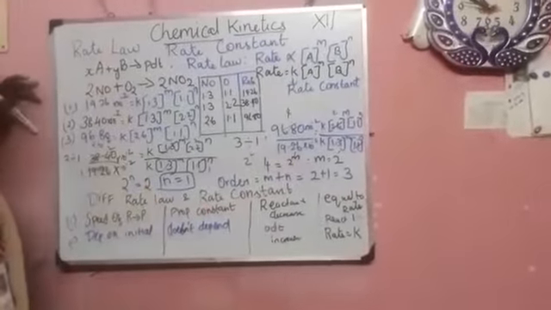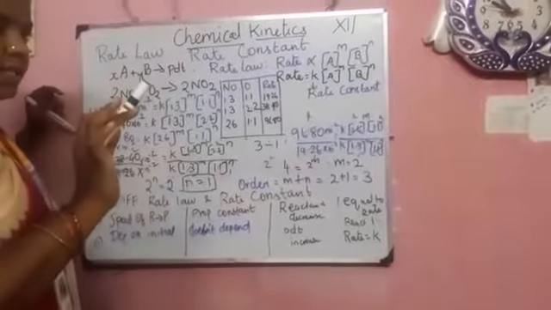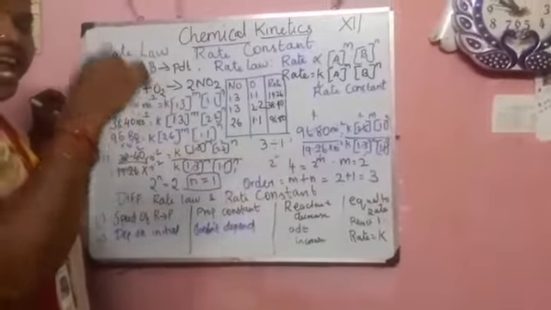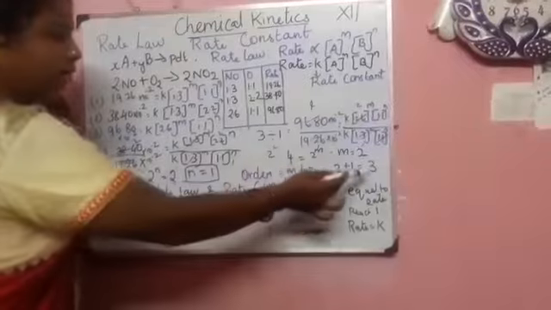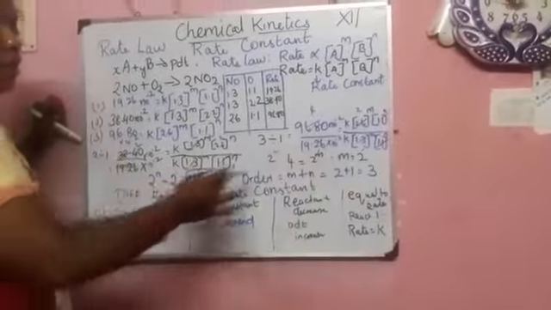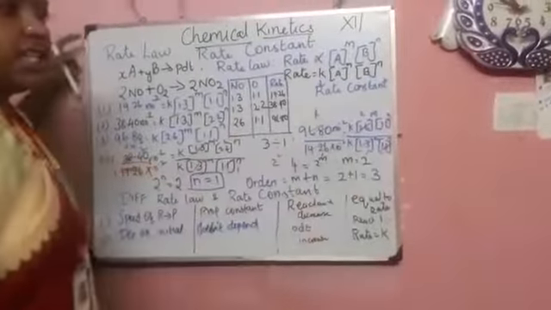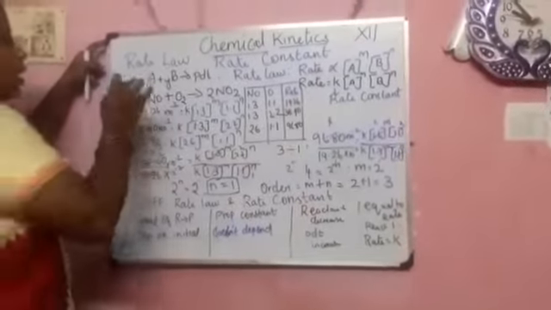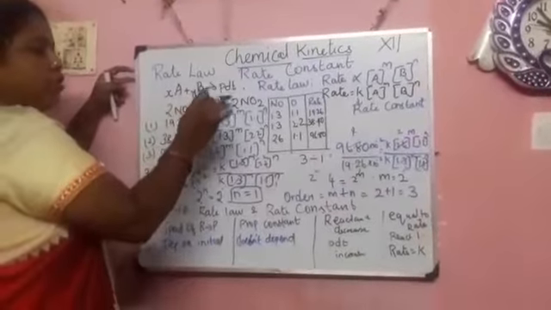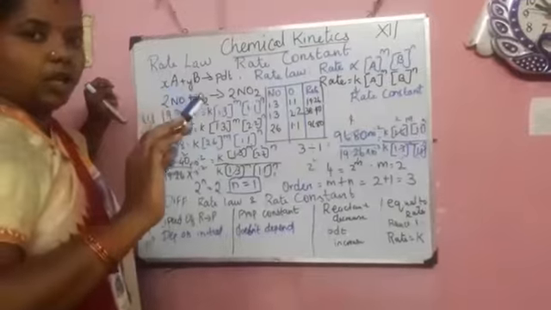So finally we have to find the order. The order is the sum of the powers of the concentrations of A and B, M plus N. Here the M value is 2 and the N value is 1, so it is totally 3. So it is a third order reaction. 2NO plus O2 gives 2NO2, and it is a third order reaction.